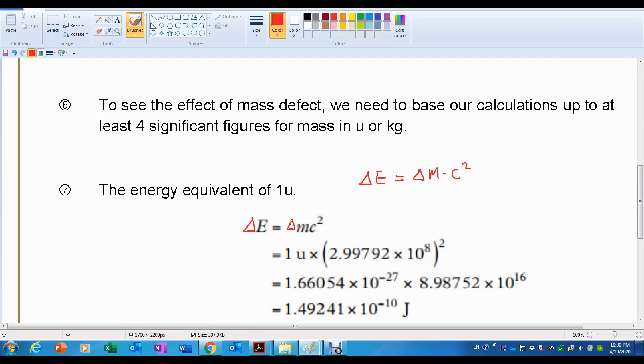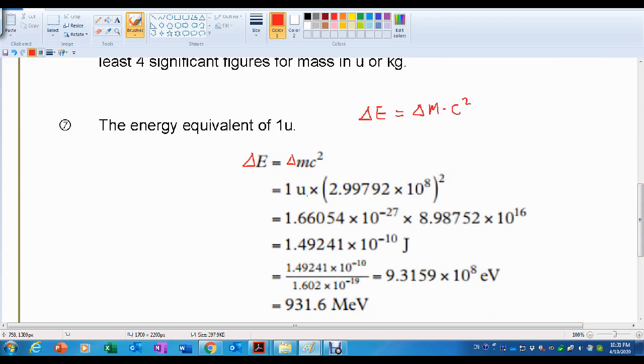So the calculation relates that emitted energy and the loss in mass, or mass defect: delta E equals delta M times c squared. So let's see how large is the energy equivalent to 1 u. So energy equivalent of 1 u. We use this formula, 1 u times c squared. That's the speed of light, and u is that mass. We have just got it before.